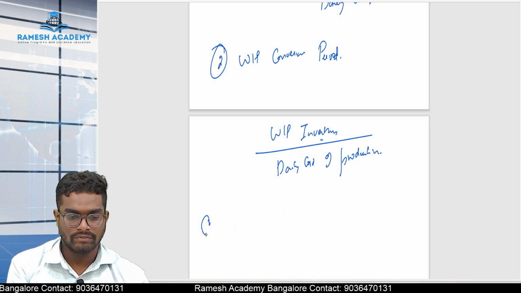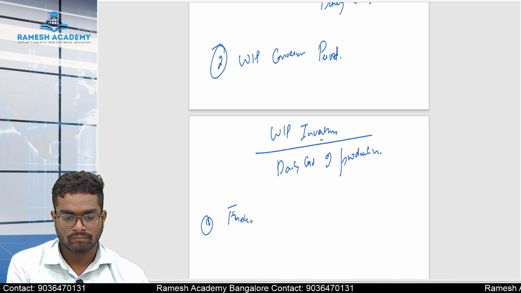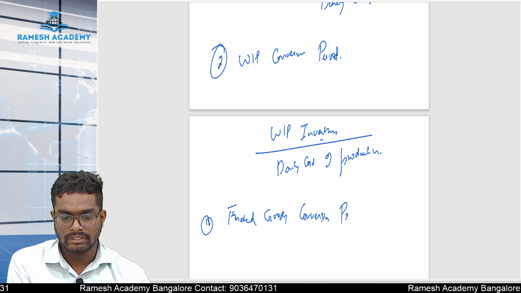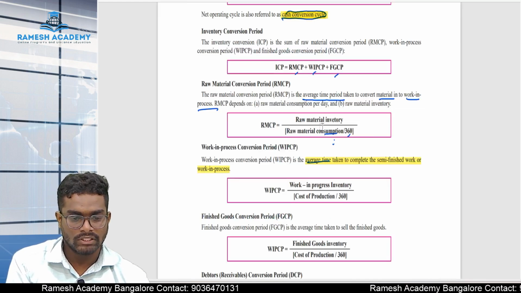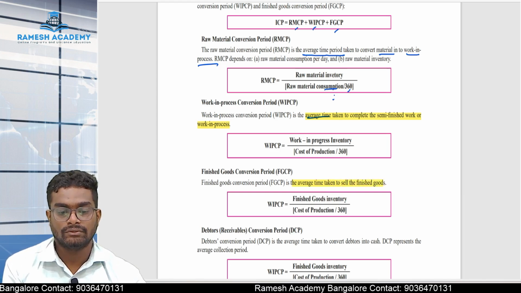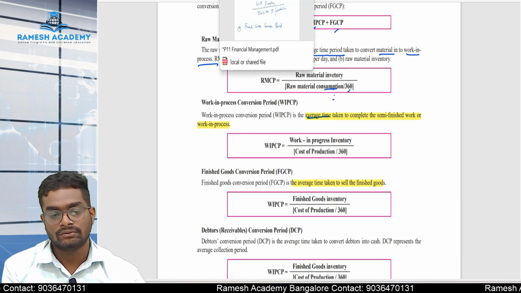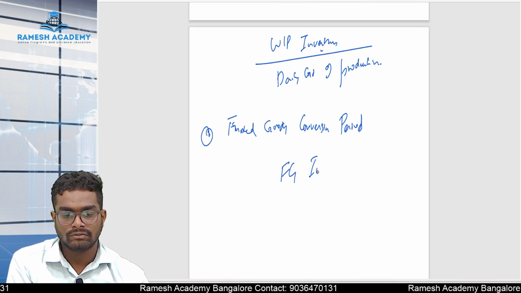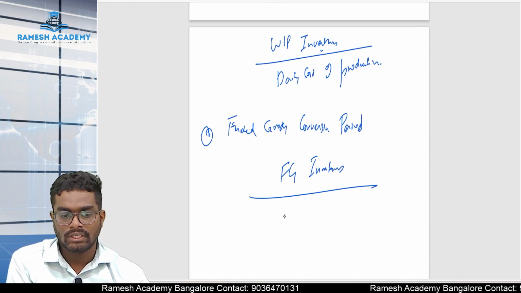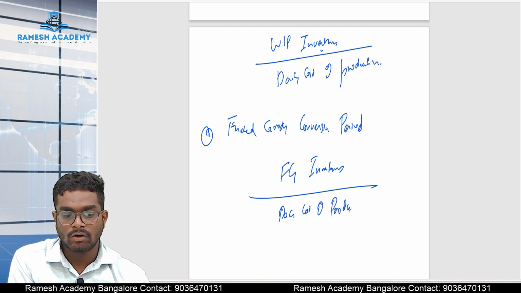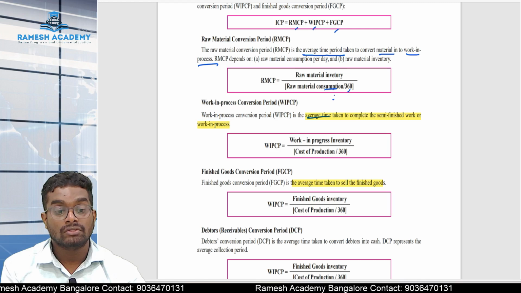And third one, we have the finished goods conversion period. So what is finished goods conversion period? It is the average time taken to sell the finished goods. So the formula is finished goods inventory, which you will be having in the warehouse, divided by the daily cost of production. In how many days will the finished goods be sold?